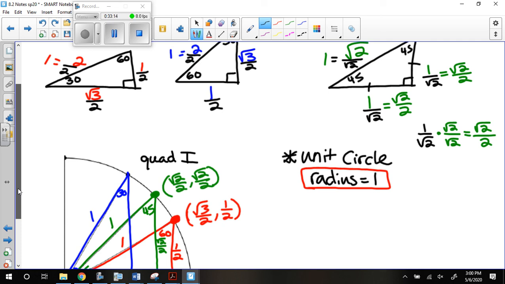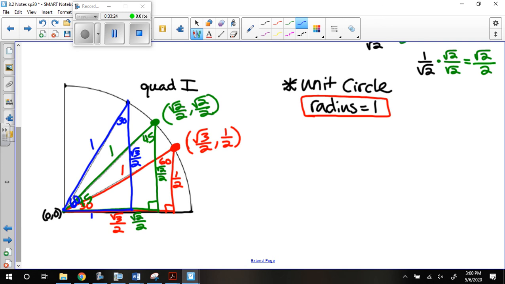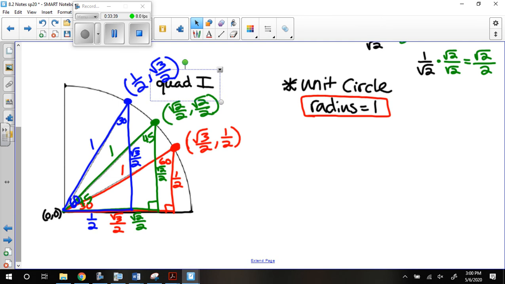Okay, so on the right, I have square root of 3 over 2. And on the bottom, I have 1/2. So to get to this ordered pair here, you go to the right 1/2 and up square root of 3 over 2. So 1/2, square root of 3 over 2. And I'm going to move my label for quadrant 1 here. There we go.